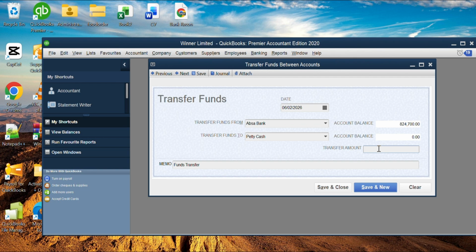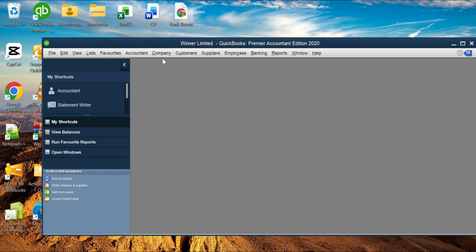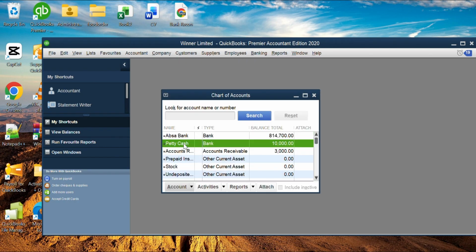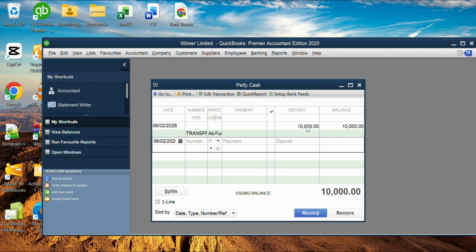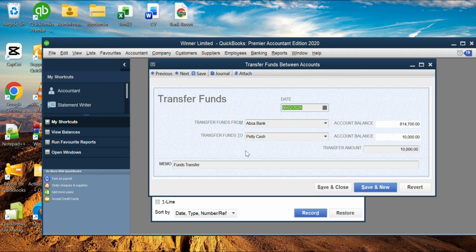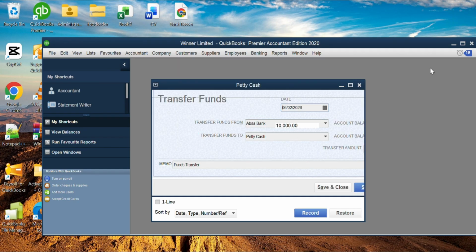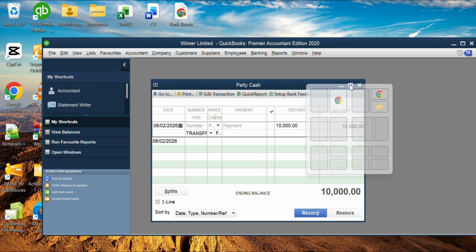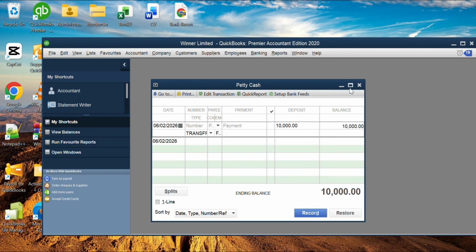So in a typical business, things are not just going to work as easily as you can see here. Of course, when you come back to the office, this is what you are supposed to do. But in actual sense, you are going to write a check payable to that particular bank. Then they will give you the money. As you can see, petty cash has increased by 10,000 and our Absa bank will reduce by 10,000.